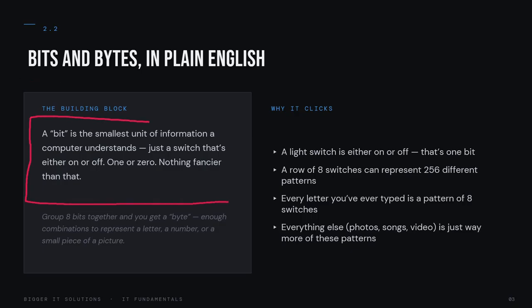So a bit. This is the smallest unit of information that a computer understands. Think of it like a switch. It's either on or off, a 1 or a 0, up or down, right? It's not really anything fancier than that. Again, this is foundational knowledge. So it's either one or the other.